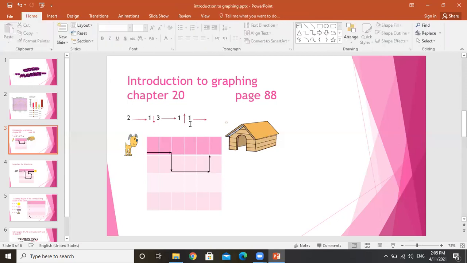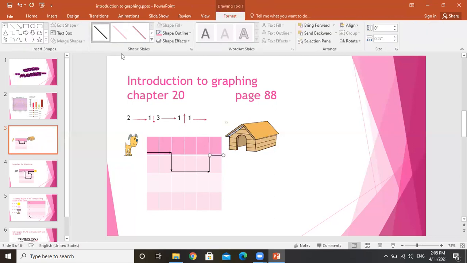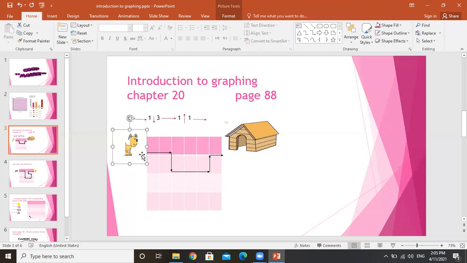Now, 1 square to the right. So here we should also move 1 square to the right. Let's move. So can you see? Now the dog can move following this direction to reach the house.